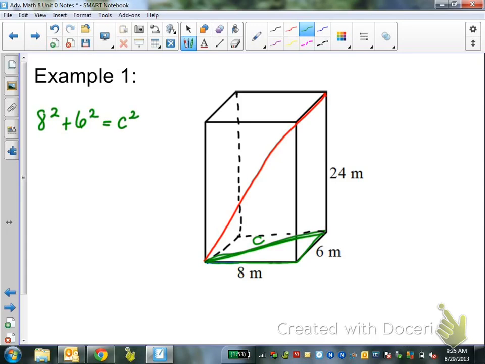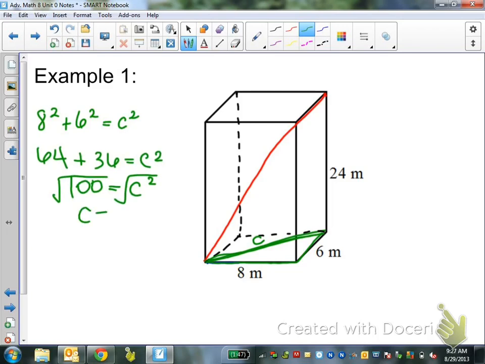Will you guys find that for me right now? All right, what did you get for 8 squared? 64 plus what? Good, 36 equals C squared. What's 64 plus 36? 100. So 100 equals C squared. When I take the square root, I get C equals what? 10. Label that right here. C equals 10. So we know that the diagonal across the bottom, this part right here, is 10.